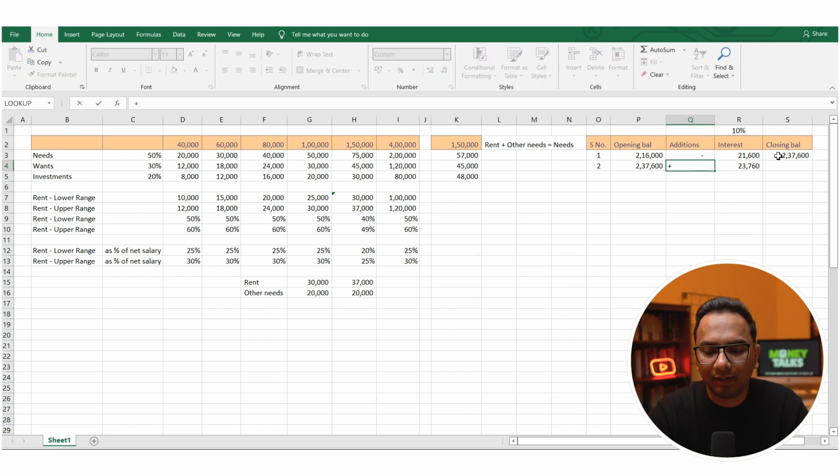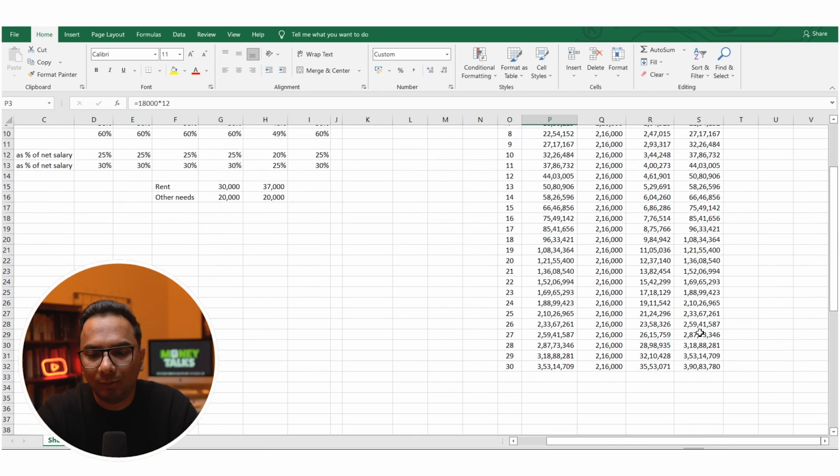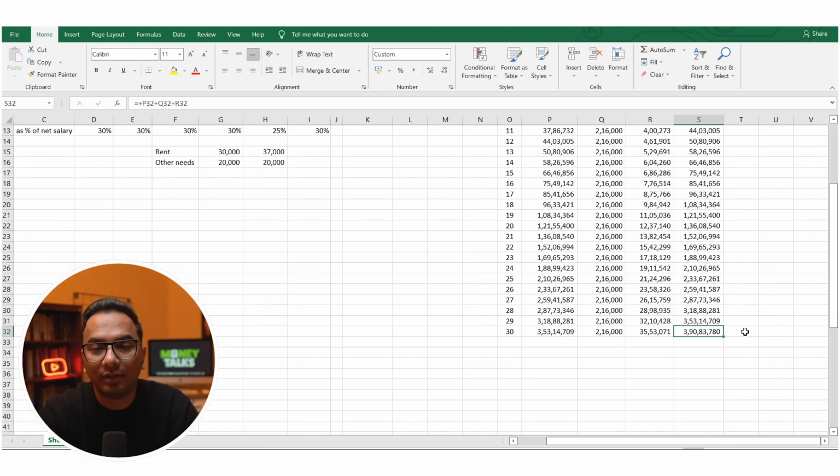We once again add 18,000 rupees every month, which gives us the 10% on these two amounts, the opening balance plus the additions during the year. Now the closing balance is the same as a total of all three numbers. Let's extend this for the next 30 years. In 30 years, you will end up with almost 3 crore 90 lakh rupees. Almost 4 crore rupees. Now I know that you know ki agar aap 2 lakh rupees har saal invest karoge to almost 3 crore ho hi jayega. But ye to 30 saal ke baad hoga.